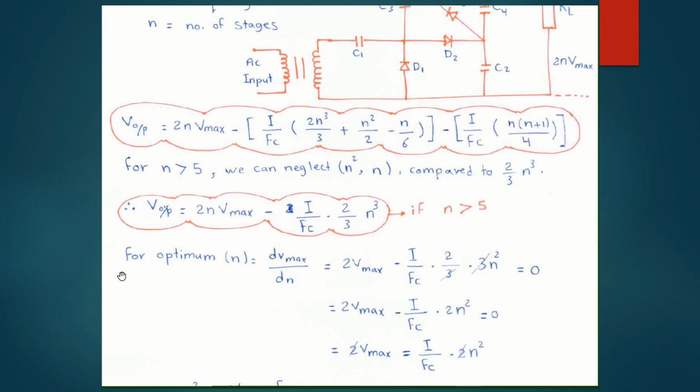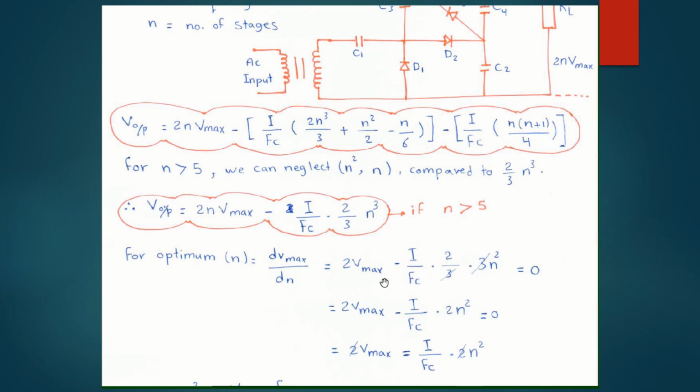So now for optimum N, we can derive this. dV max divided by dN will be equal to V max minus I divided by Fc into 3 divided by 3 into 3n to the power 3. So we derive this and we get this equation here. So 3n squared. Okay, I think all of you know how to use the derivation. So the 3n here will go with the 3, which is divided, 2 divided by 3 will go, the 3 here will go with the 3n.